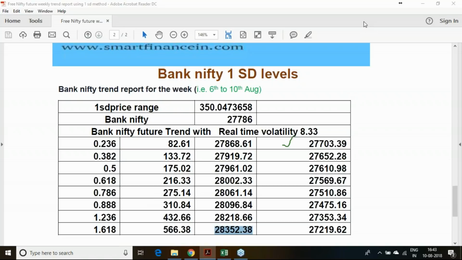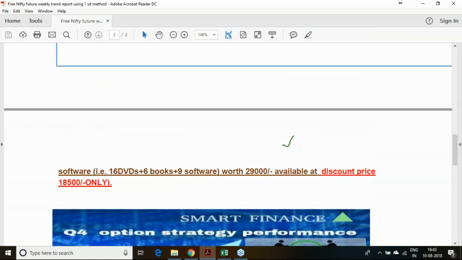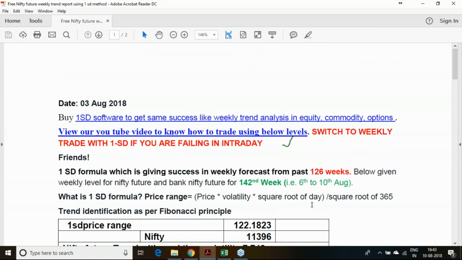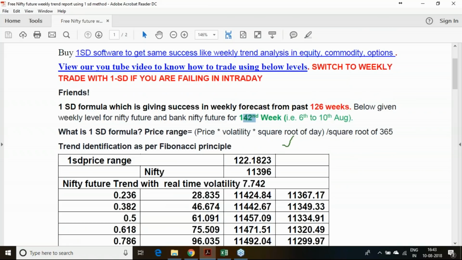So this is the achievement of the last week, and including this last week's achievement, this particular trend report has given 127 weeks of success out of 142 weeks. So last week's success has added one more week to the success. This is about the one standard deviation trend analysis.